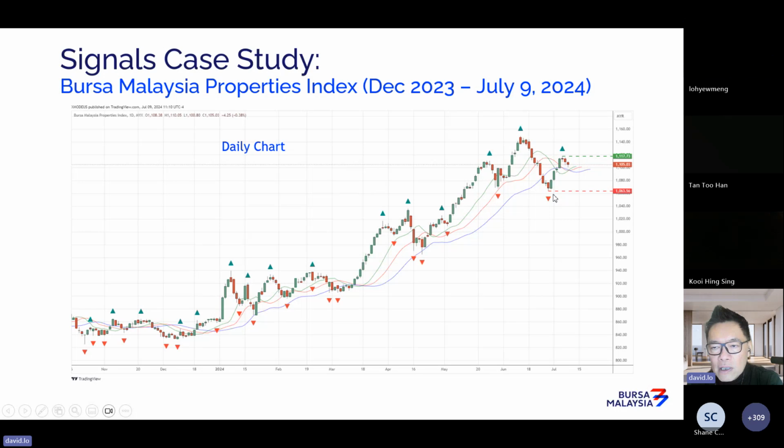But if it breaks below there without breaking the high, then perhaps the property index or the stocks within the property index will take some correction, right? And talking about correction, in the next session, I'll share with you how to read whether this correction is actually the end of the trend or is just a correction. Okay, so that's the next showing.